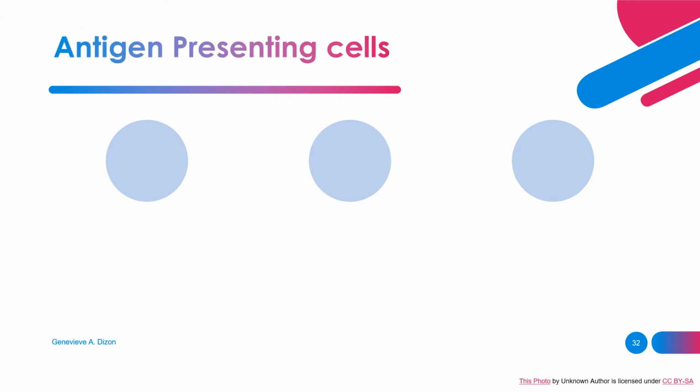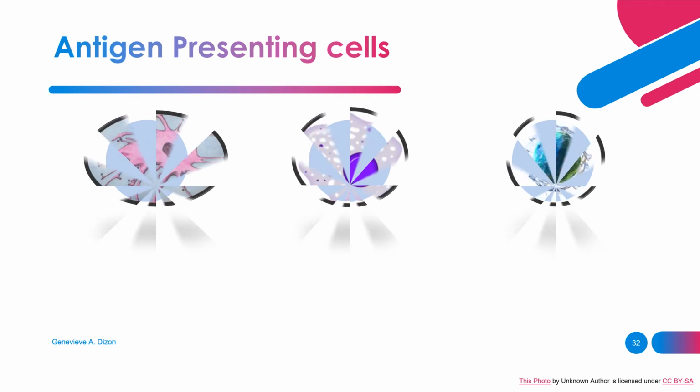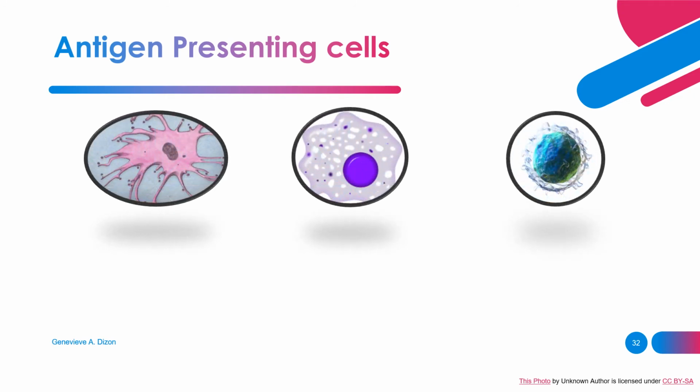The next cells in the acquired or adaptive immunity are the antigen presenting cells. Now, as the name implies, these types of cells have the capability to present antigens on their surfaces. And we will have three cells. These are the dendritic cells, the macrophages, and the B cells.